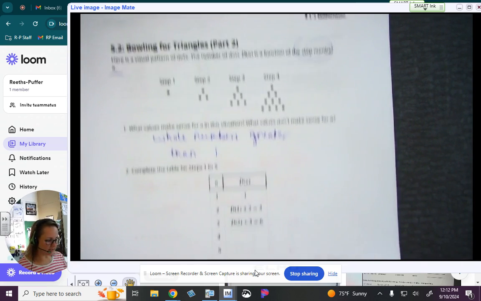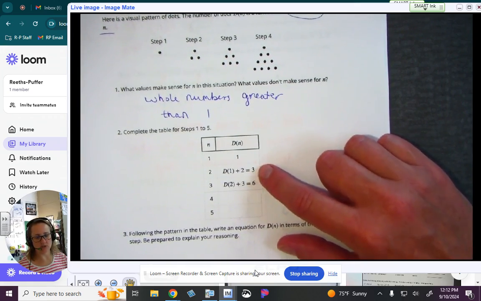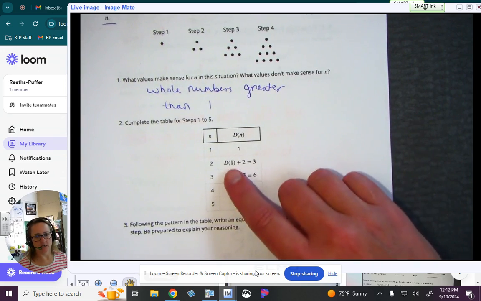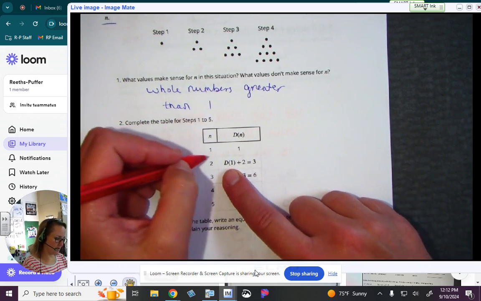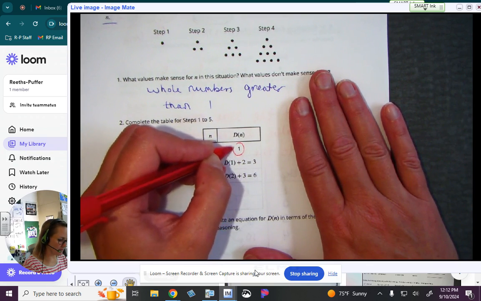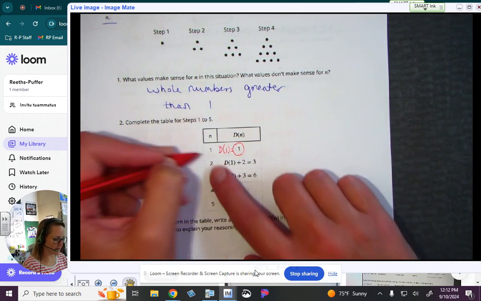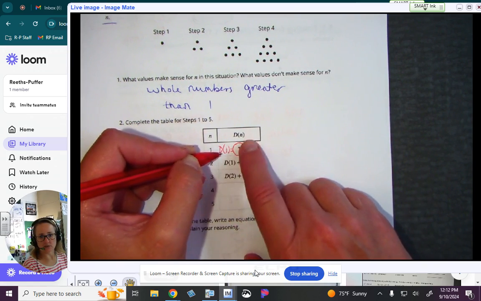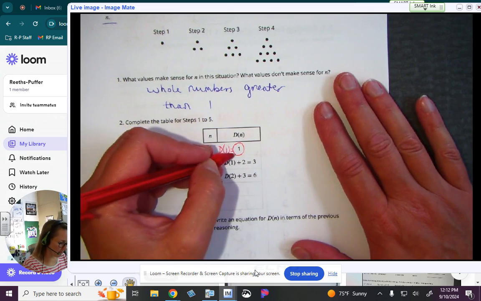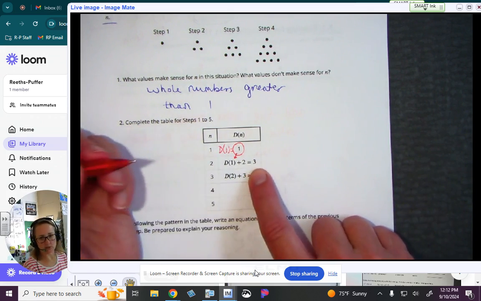So if we were to complete the table from steps 1 to 5, they're already giving us some information that we're going to take the previous term. That's what d of 1 means. This is step 1. d of 1 equals 1. And now we're taking that number and putting it here and being like, okay, well, 1 plus 2 equals 3.